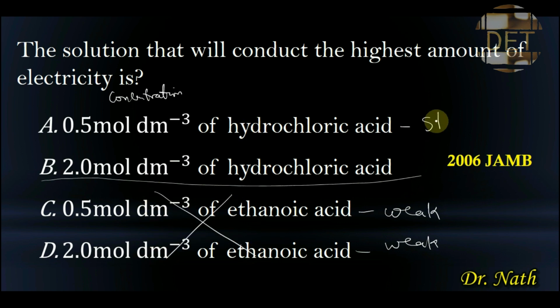Hydrochloric acid is an example of a strong electrolyte. And from what we discussed before, the higher the concentration of a compound, the higher the amount of electricity it will conduct. So 2 moles per dm³ is higher than 0.5 mole per dm³. So 2 moles per dm³ of hydrochloric acid will conduct the highest amount of electricity.